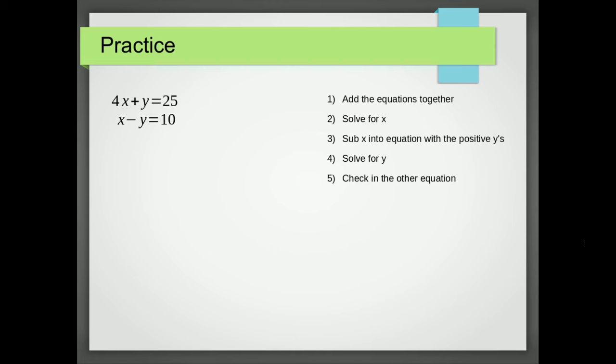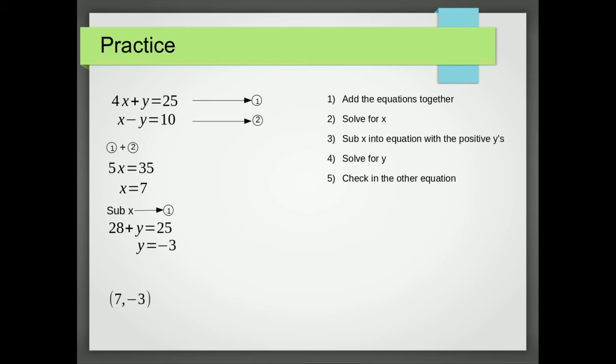Here's one for you to try. You can see it's type 1. We've got the same number of y's, 1 in this case, and the signs are different. I've got the steps on the right hand side for you to follow. I would do this, but pause the video and see how you do, and you can check it against the solution that I give you just after this. So pause the video.